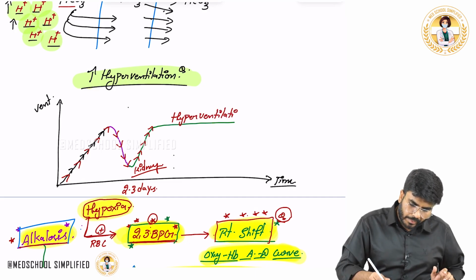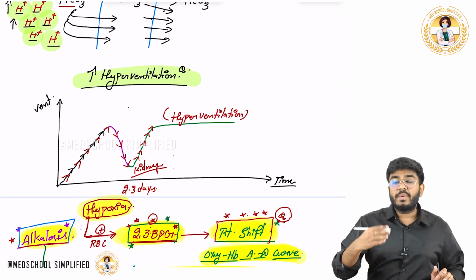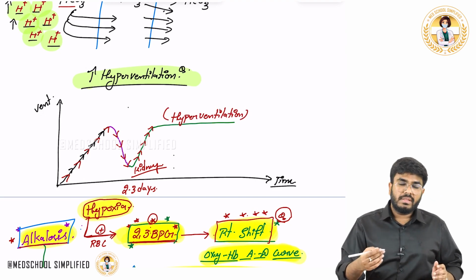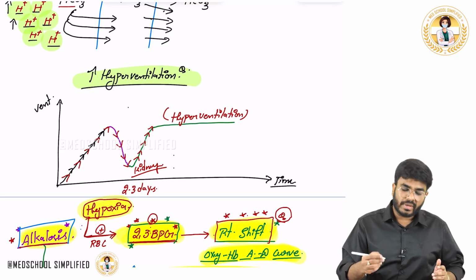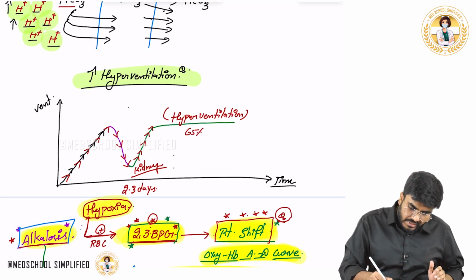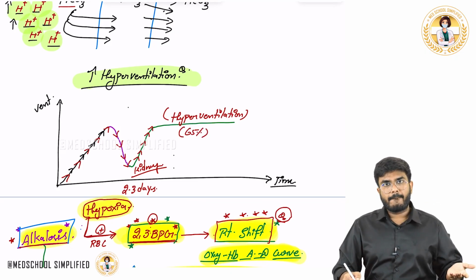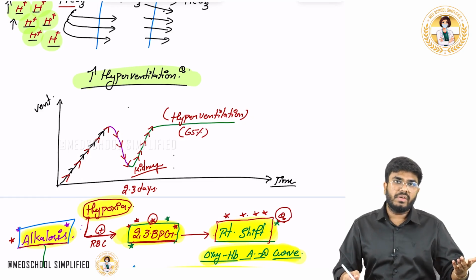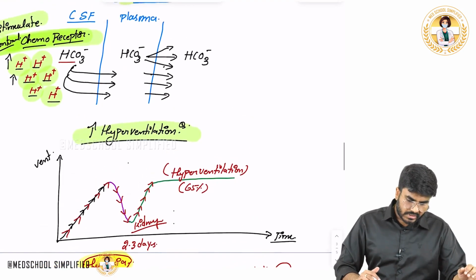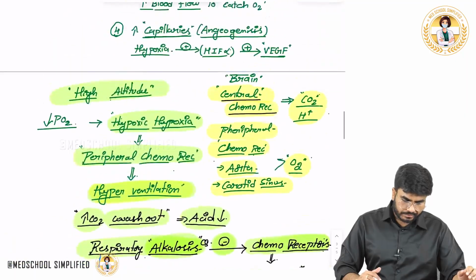Hyperventilation. Now, when compared to a normal person, in these patients who are living in high altitudes, how much percent extra do they have? They are going to have 65% extra hyperventilation. 65% increase in the ventilation. So these are the points which I want you to know.